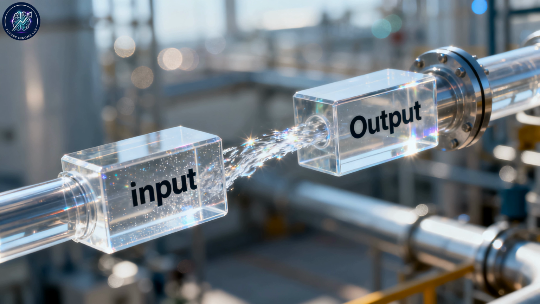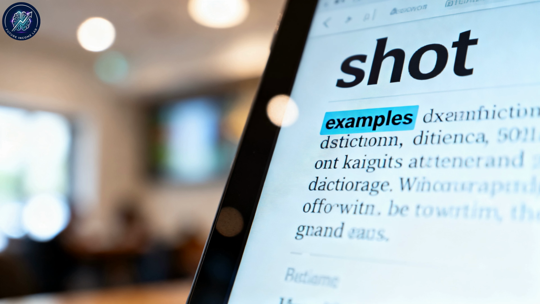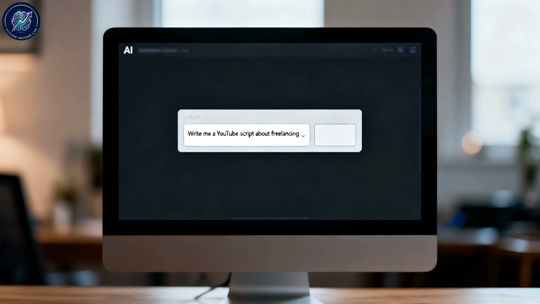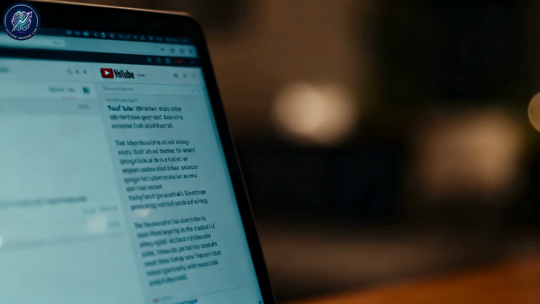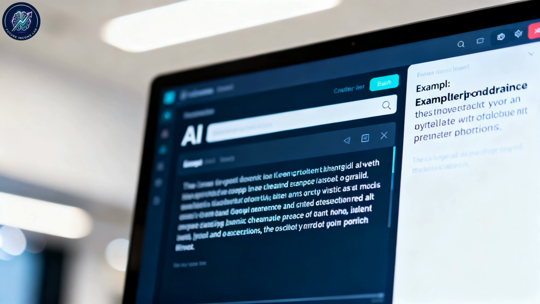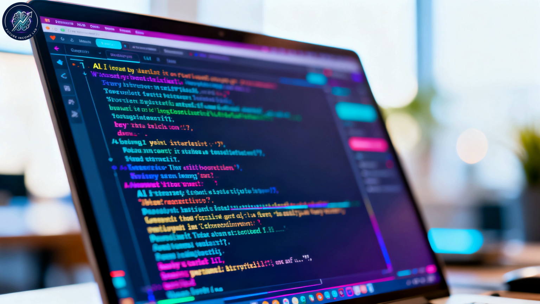Now the next concept will instantly make your prompts look like a pro wrote them. This is simple. The word "shot" just means examples. Zero shot, no example. You just ask, "Write me a YouTube script about freelancing." The output will be generic. One shot, you give 1 example. "Write me a YouTube script like this style. Example paragraph here." Now AI understands your tone.